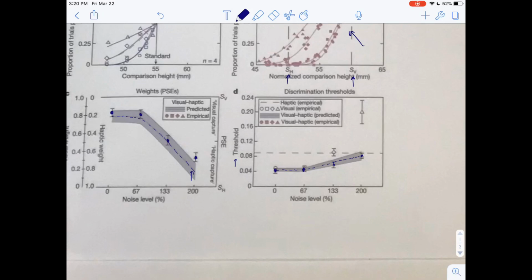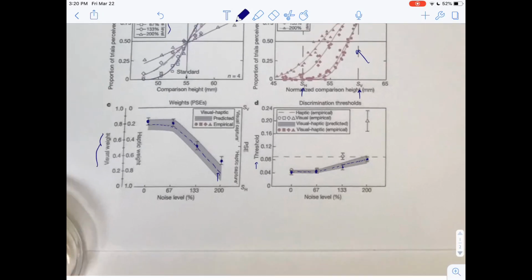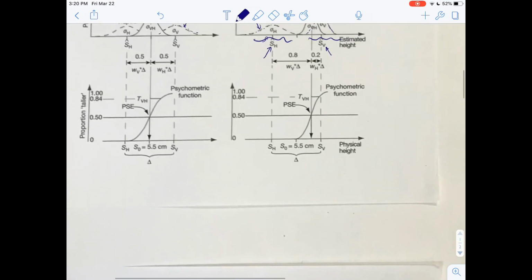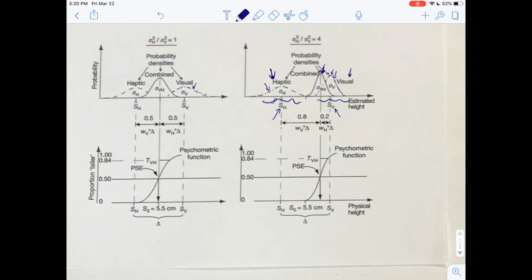Hence, the paper says when the values of both the visual and haptic cues are quite similar, the brain performs MLE to form a combined estimate about the height of the object.